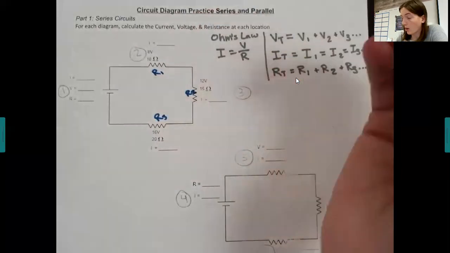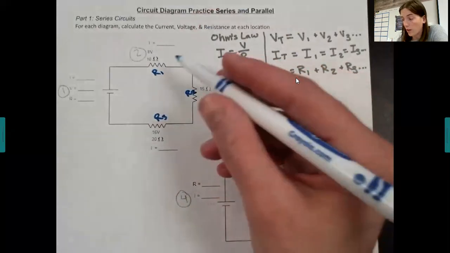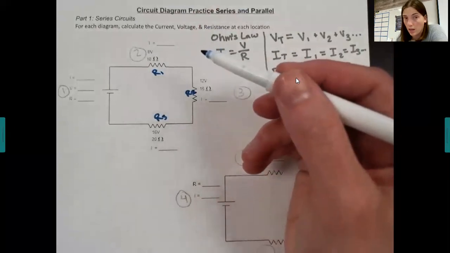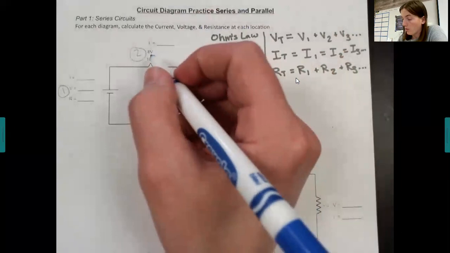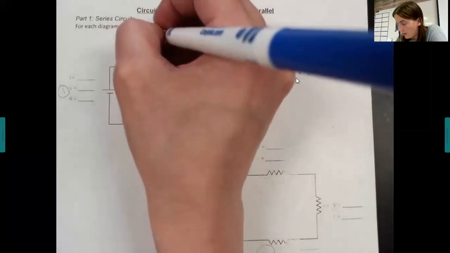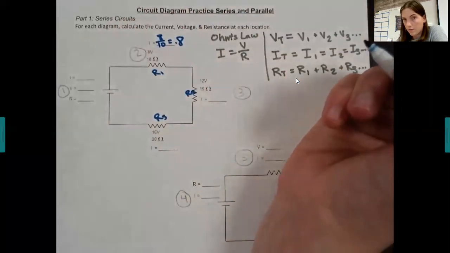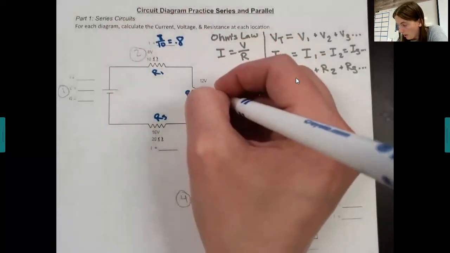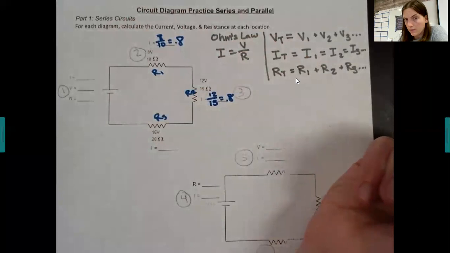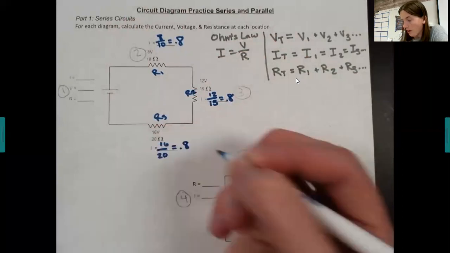If we start with current, the current should be the same for each spot. We can use Ohm's law to find the current for each of these and see if they're the same number, which again, they should be. So current is voltage divided by resistance. 8 divided by 10 should be 0.8. 12 divided by 15 is also 0.8. 16 divided by 20 is 0.8.